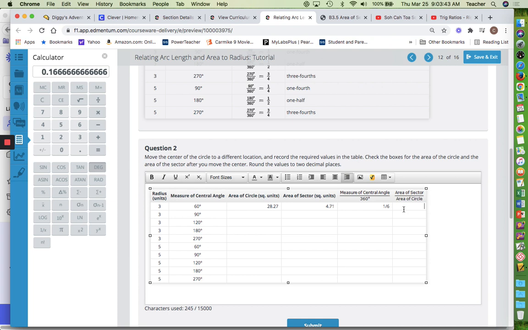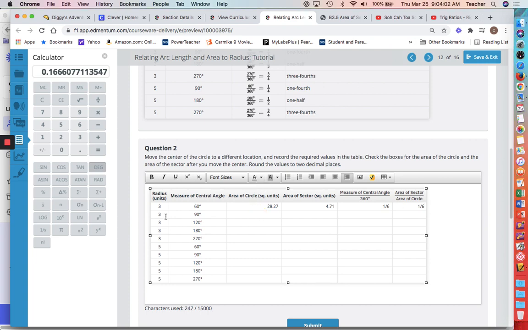All right, so area of a sector divided by area of a circle, so that's going to be 4.71 divided by 28.27. And that's super close to also being 1/6. I'm going to call it a 1/6. They're going to be the same.